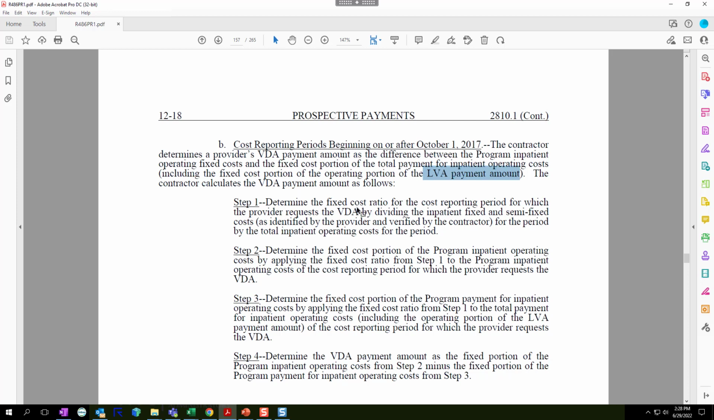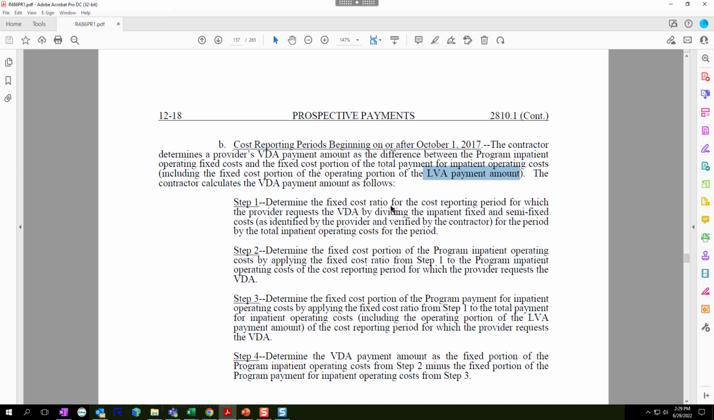We'll take a look at step one. First of all, we have to determine a fixed cost ratio. So we take the inpatient fixed and semi-fixed costs that were determined to be allowable, divided by the total inpatient operating costs for that period. And then we take that fixed cost ratio and multiply it by the program inpatient operating costs, which we'll see from worksheet D-1. We'll see that in just a little bit. This gives us the fixed portion of the program inpatient operating costs. And keep in mind, this number one is total. Number two is program specific, Medicare only.